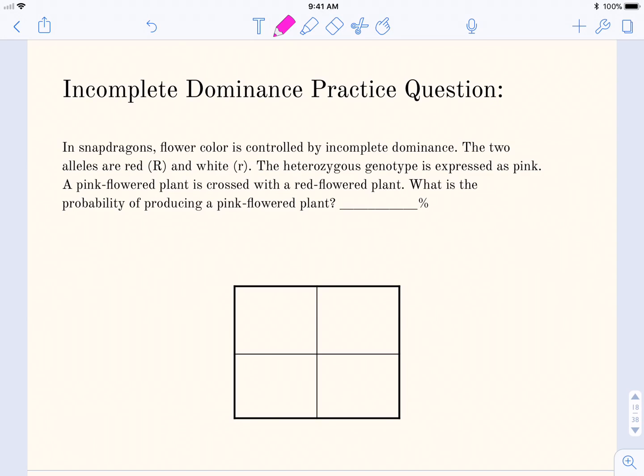I copied one of the questions, I think it was number 6 on your homework, the Snapdragon question. I changed the question around a little bit just to give you another opportunity for extra practice, but you'll notice some similarities to number 6 on your sheet. So let's read it together.